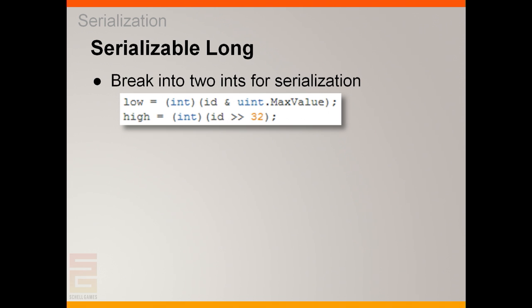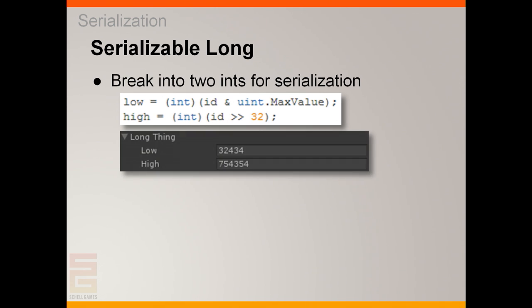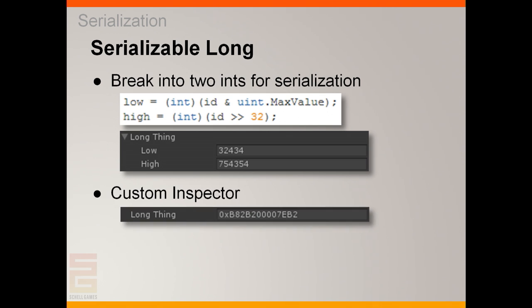And if we do that, then in the inspector, it will draw like this. And that isn't great. That doesn't really show us a representative value for the long. It's not how anybody really represents that value. So we do a custom inspector that makes it show up like this.